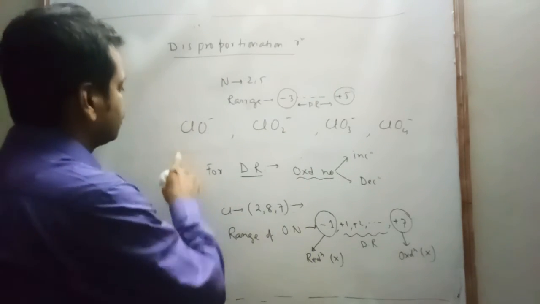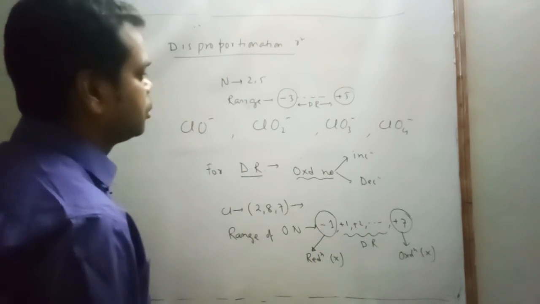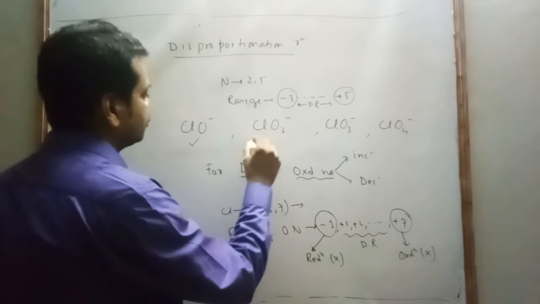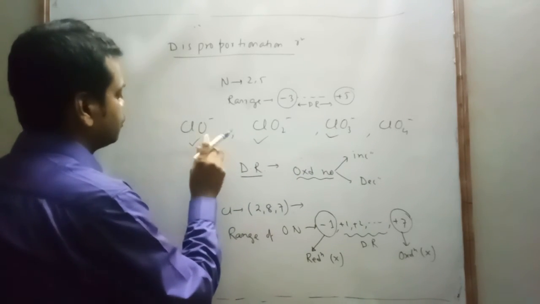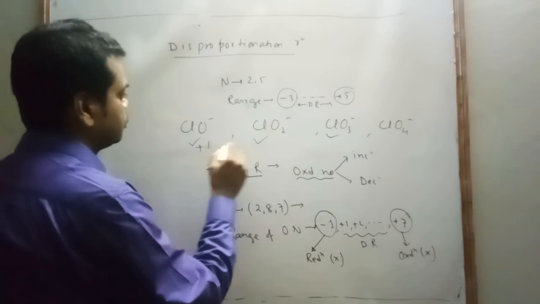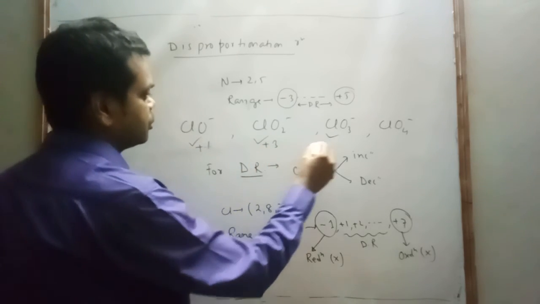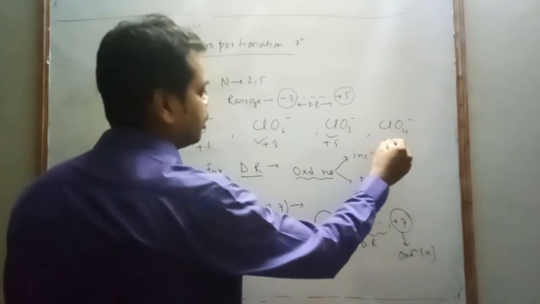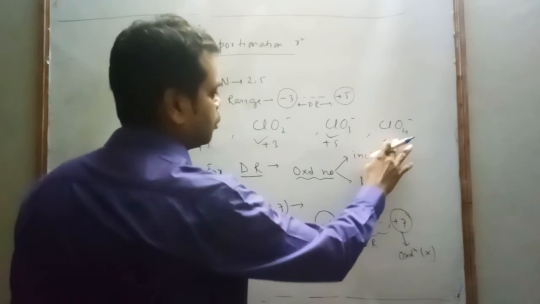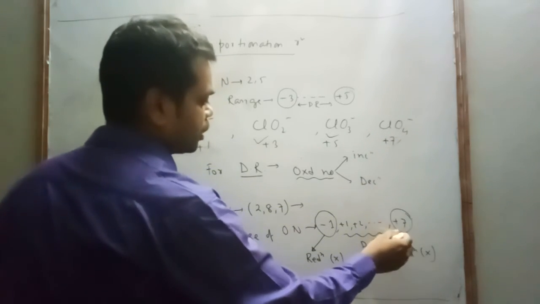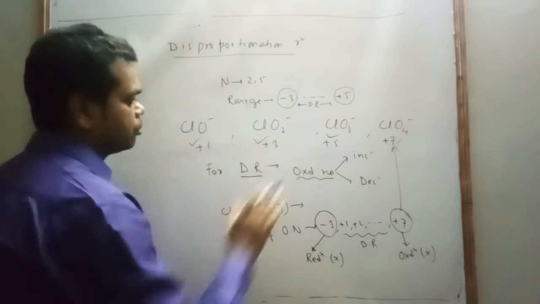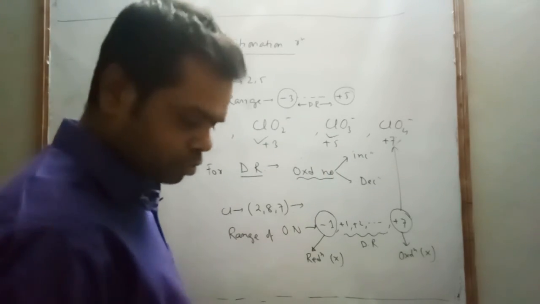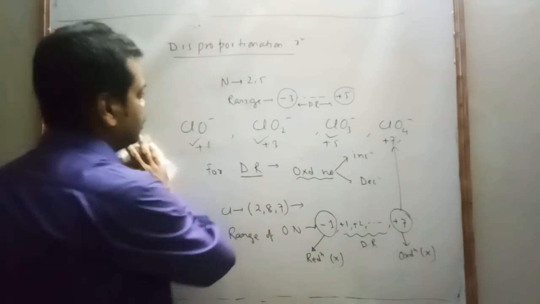In this particular question, all these undergo a disproportionation reaction, because here you are going to get oxidation number +1, here +3, here +5, and here +7. Now +7 does not undergo a disproportionation reaction. These others undergo a disproportionation reaction. So like that you have to remember.